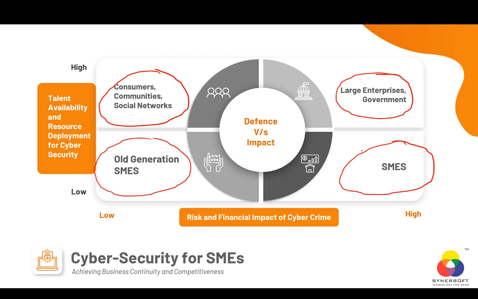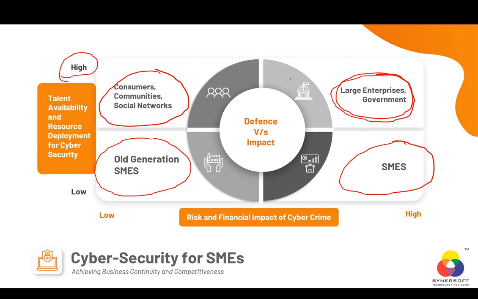So when we talk about companies like Facebook, Google, Microsoft, or government organizations which are available online and are accepting a lot of data online, they have talent availability and resource deployment for cybersecurity. It is always very high. They are very large organizations. They have access to talent which can protect them from a cybersecurity perspective. The same is the fact for large enterprises and government also.